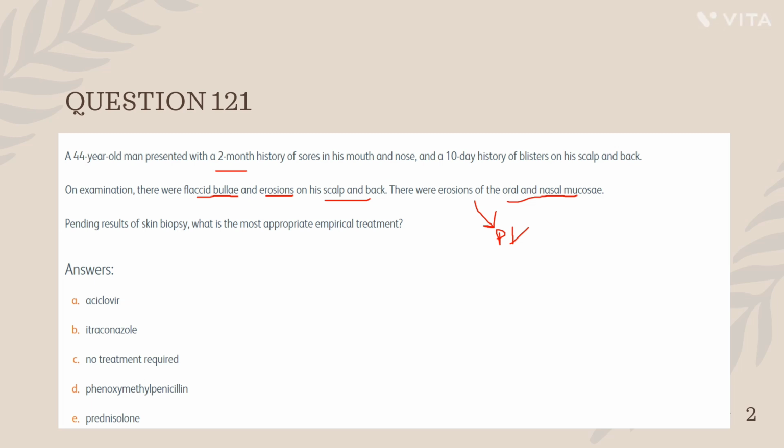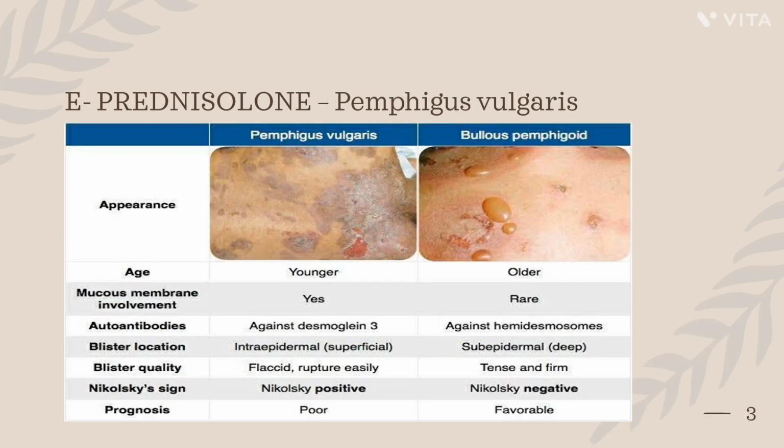So this pemphigus vulgaris, what do you give? Is it acyclovir, itraconazole? No treatment required. Phenoxymethylpenicillin, prednisolone. So we give steroid for pemphigus. So it is prednisolone for pemphigus vulgaris. I'll just try to highlight what is the difference between pemphigus and pemphigoid.